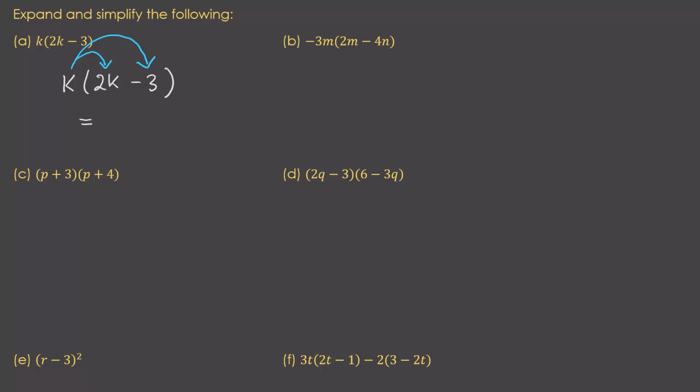Now, the first thing is k times 2k. Remember that means k times 2 times k, and you can rearrange that to 2 times k times k. And you should know that k times k is k squared, so that is 2k squared. And then k times negative 3 is just minus 3k.